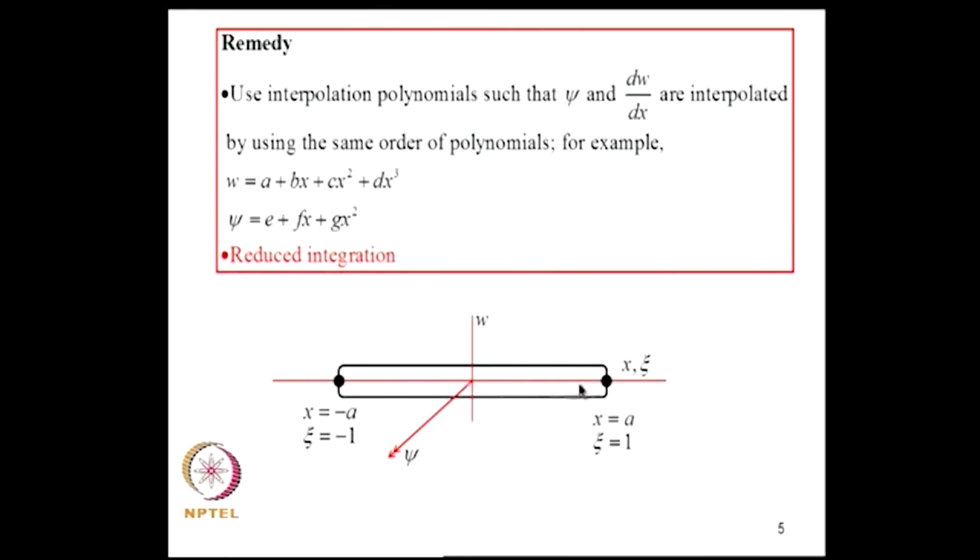So let us consider a beam element. Now I will use the non-dimensional coordinate xi equal to x by a, and I will locate the origin here. So the beam lies between xi equal to minus 1 and xi equal to 1, and its length is actually 2a, with x varying from minus a to plus a. So this axis is x, xi, this rotation is psi, and this is w.